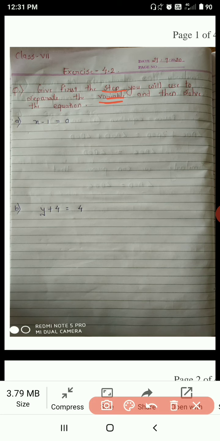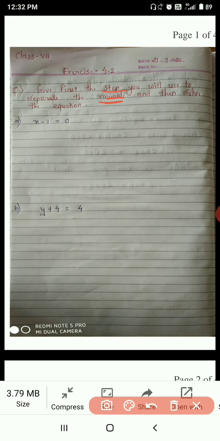The first question is given: x minus 1 equal to 0. So here we have to find the answer of an equation. It means the answer of a variable. And here the variable is x. What is your variable here? x. And the number assigned to x is minus 1. So x minus 1 equal to 0. Here we have to remove 1 from the x.